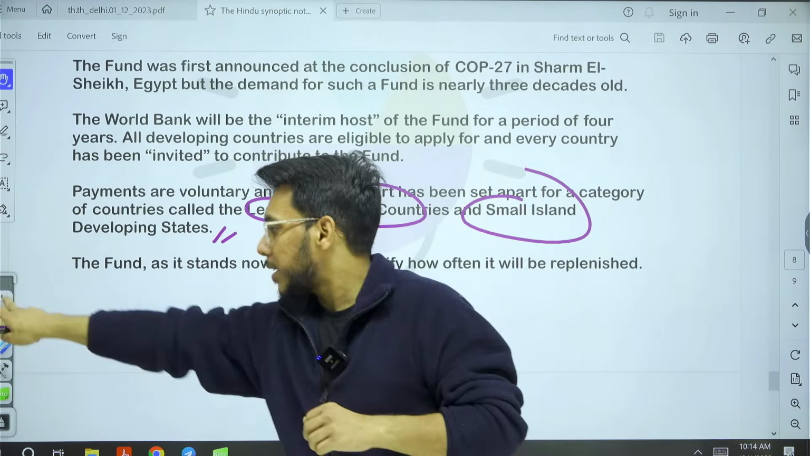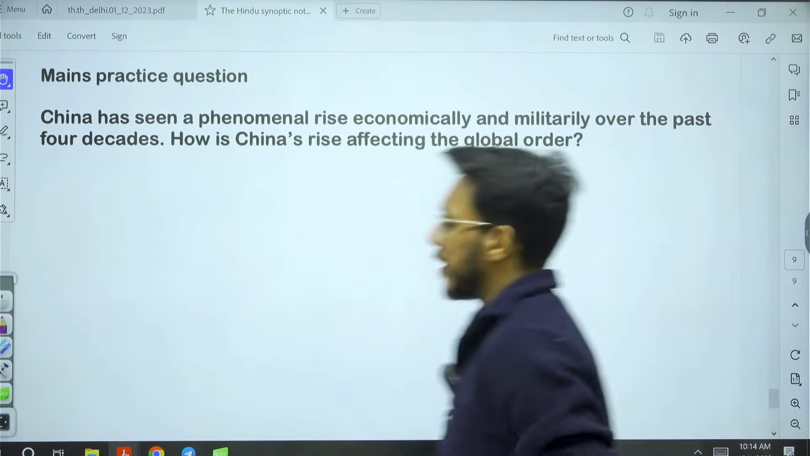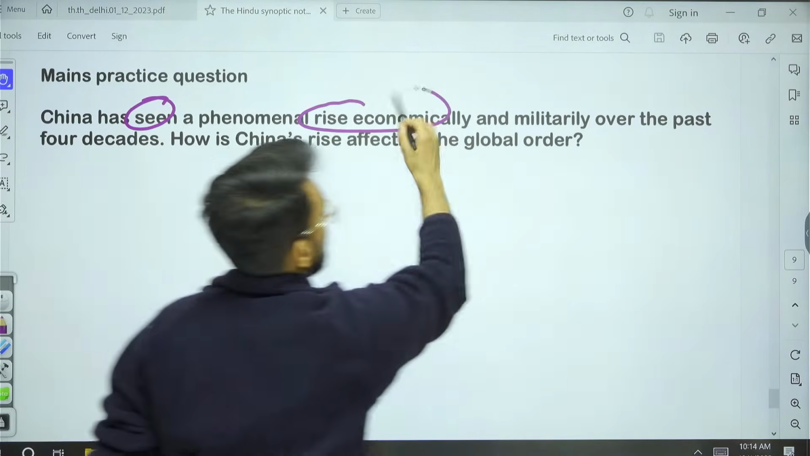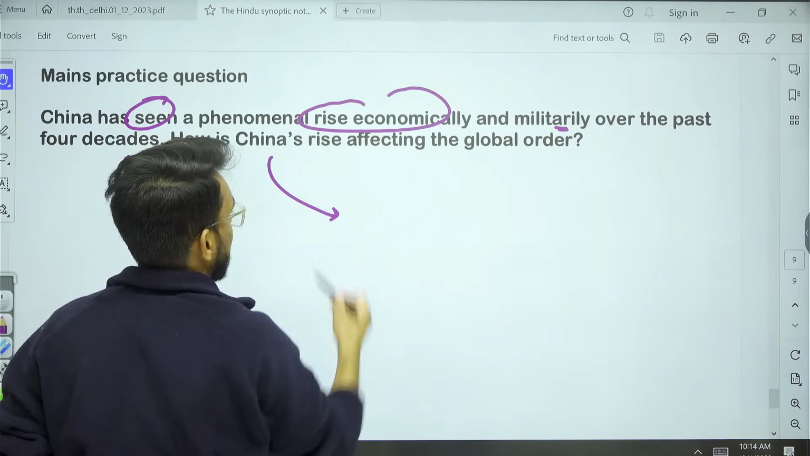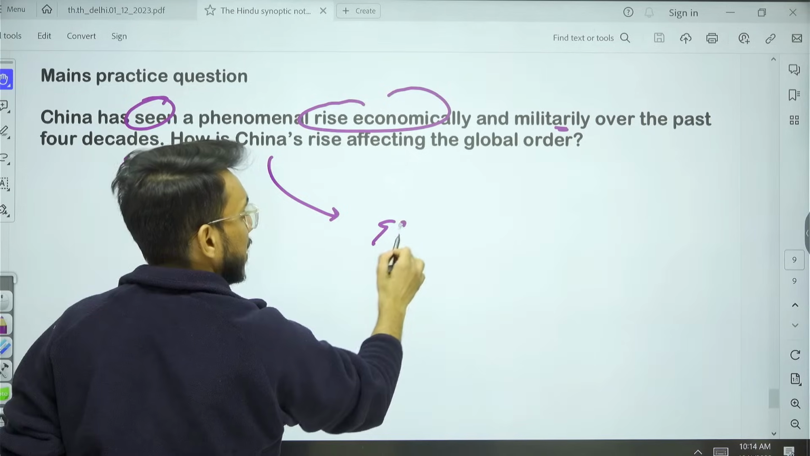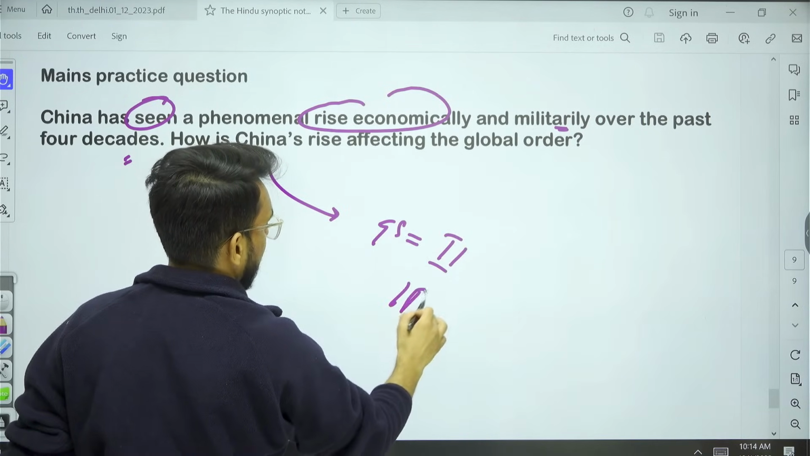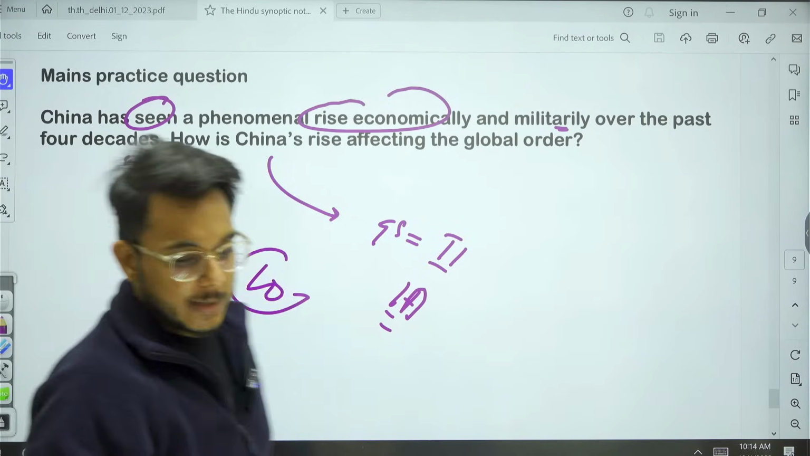Now, moving to the question for today. Today's main practice question: China has seen a phenomenal rise economically and militarily over the past 4 decades. How is China's rise affecting the global order? We'll take this with respect to GS paper number 2, International Affairs, as a 10 marker question.